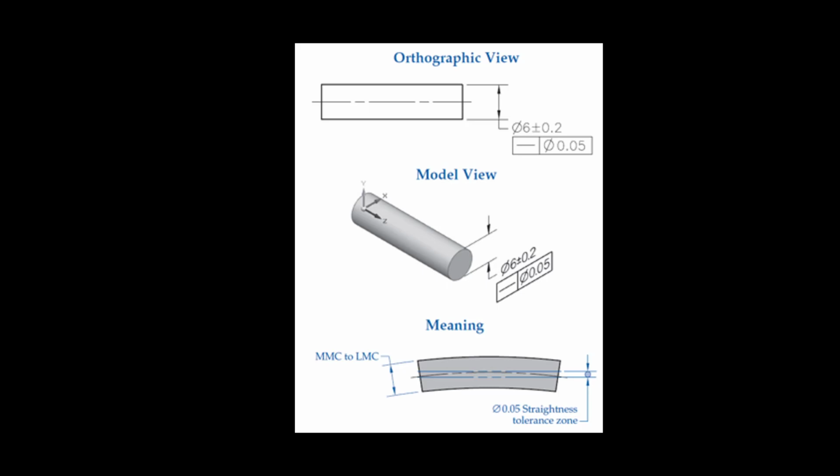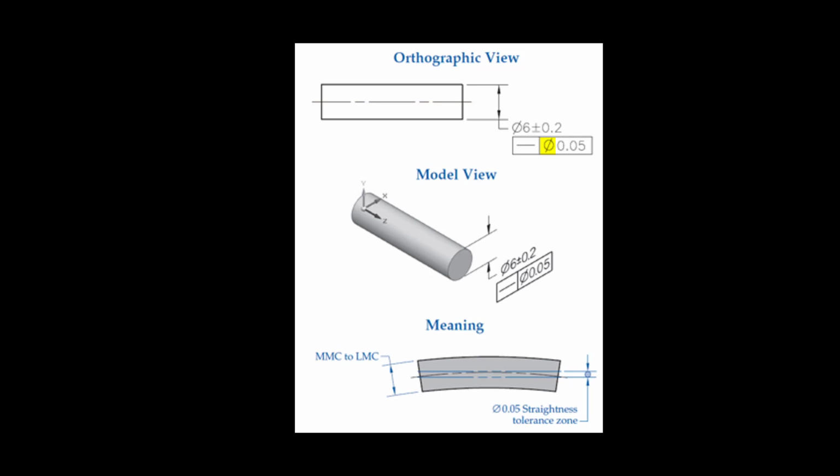This example shows a straightness tolerance specified for a feature of size. Notice how the feature control frame is assigned to the dimension, not the surface. This tells us that the straightness control is applied to the axis of this cylindrical part. Therefore, the shape of the tolerance zone is a cylinder with a diameter equal to the value given to us in the feature control frame.